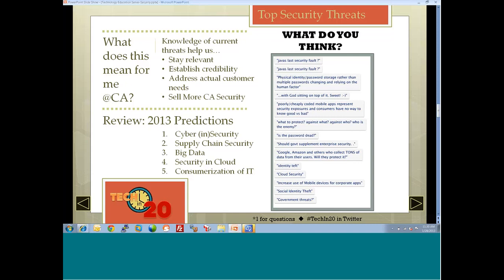Google, Amazon, and others who collect tons of data from their users, will they protect it? You share your data with somebody else. You potentially share the idea that it's up to them to protect it. So I don't want to be skeptical, but one of the greatest blogs I ever read from Bruce Schneier said don't worry about it. Actually put all your information out, so none of it is a potential threat. Just monitor the use of information, not the information itself.